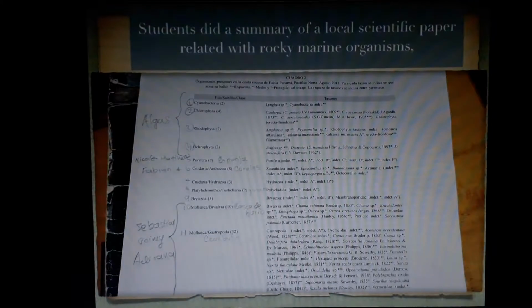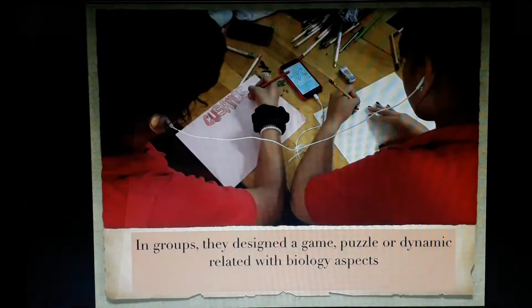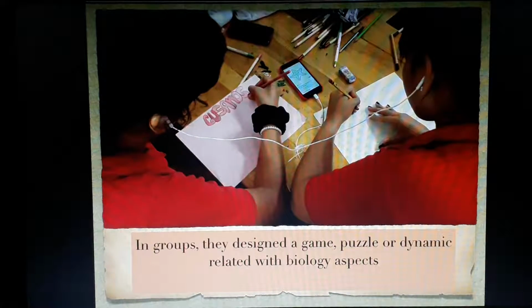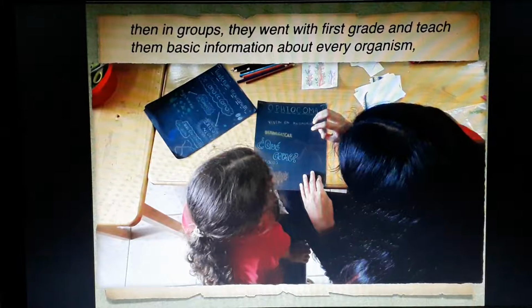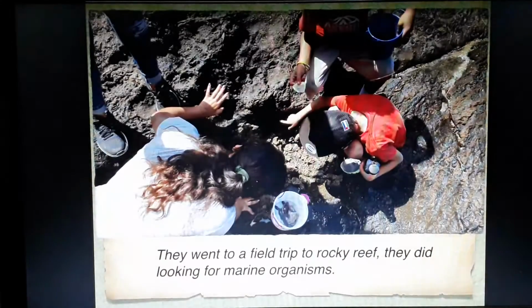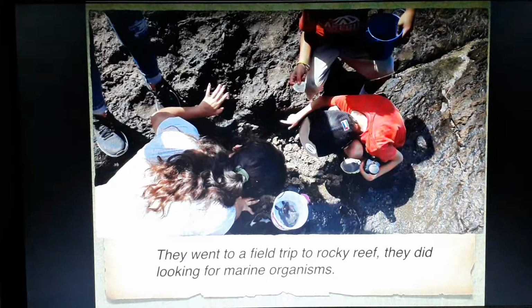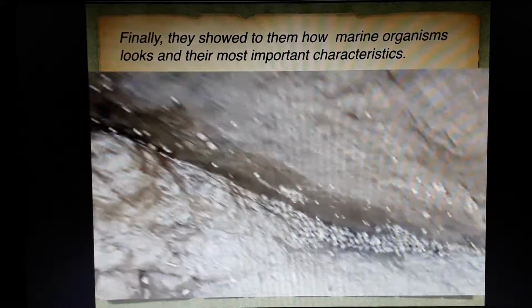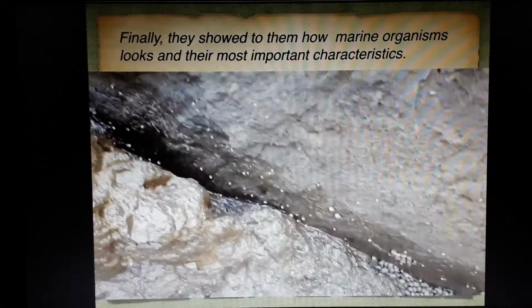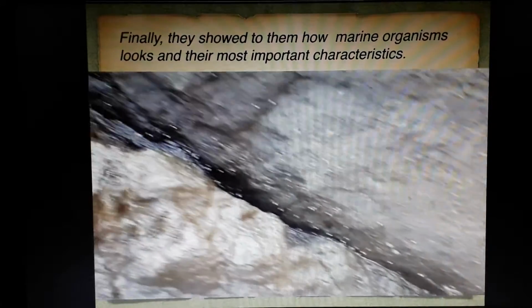What did we do? Students did a summary of a local scientific paper related with rocky marine organisms. In groups, they designed a game, puzzle, or dynamic related with biology aspects. Then, in groups, they went with first grade and taught them basic information about every organism. They went on a field trip to the rocky reef, looked for marine organisms, and finally showed them how marine organisms look and their most important characteristics.